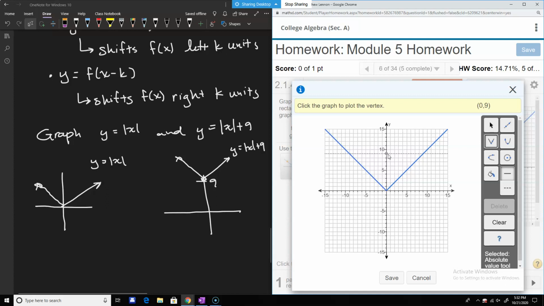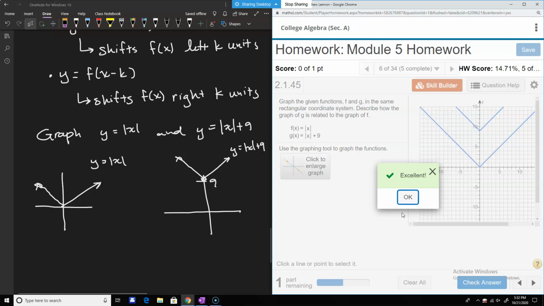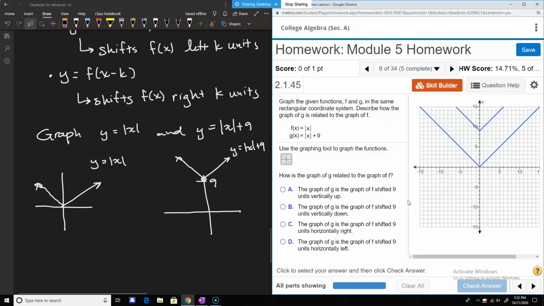Now I just want to go up to 9. And I get the same shape again. So once I save that, those look like the two graphs I want. All set. Okay, shifted 9 units up.